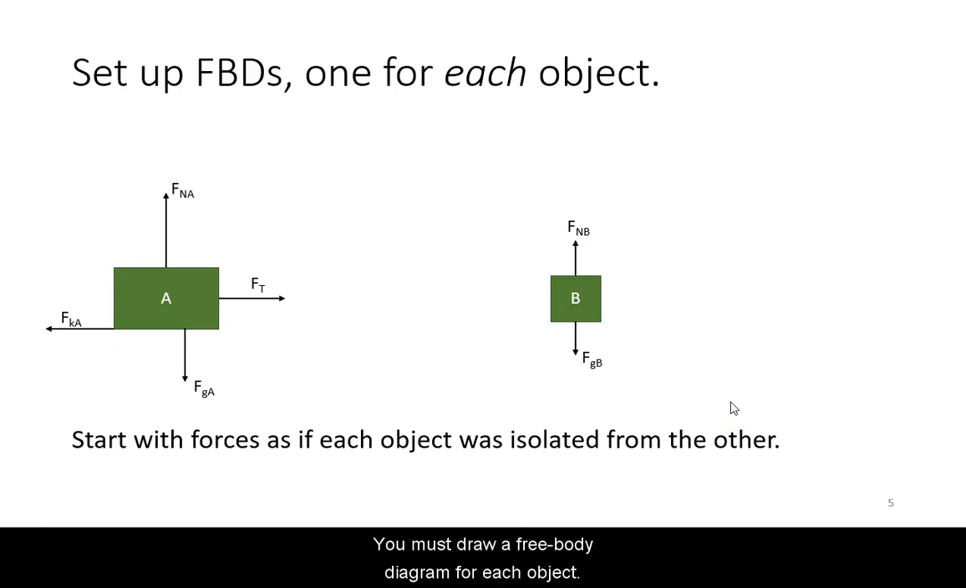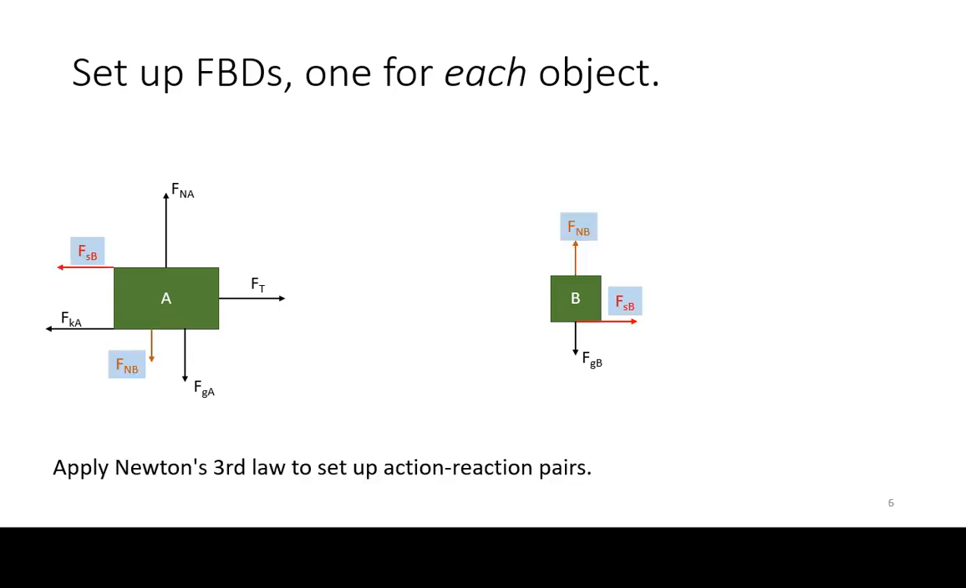You must draw a free body diagram for each object. Start by drawing in the forces that would be present without the other object. Now add the forces acting between the objects and apply Newton's third law to correctly set up the directions in action-reaction pairs.